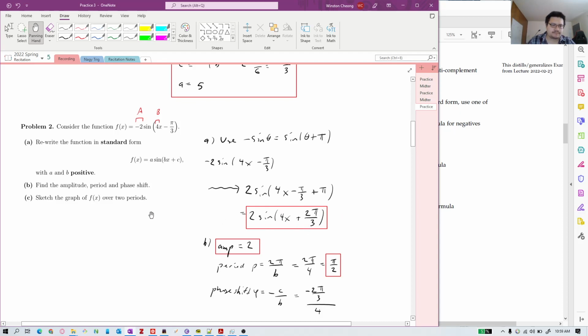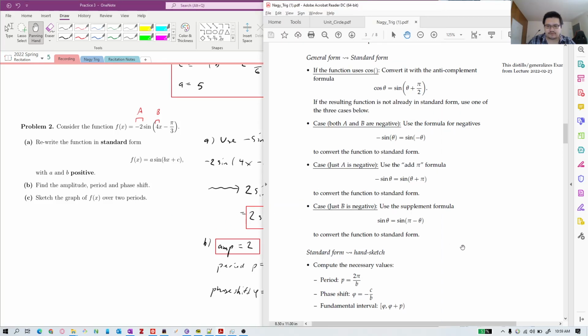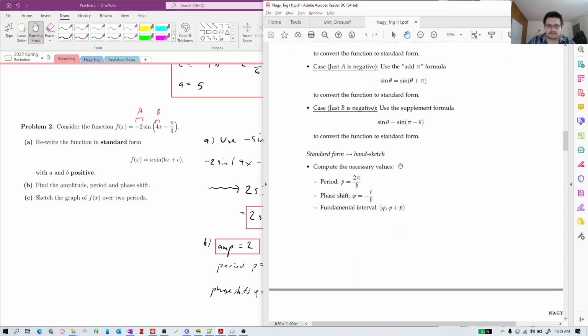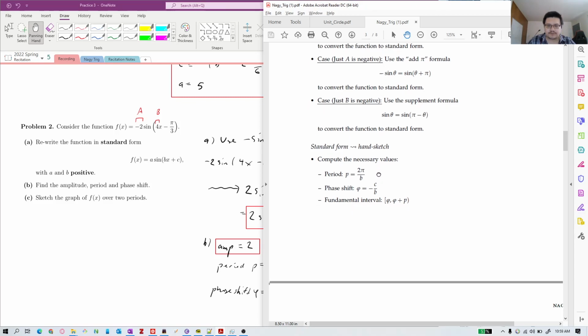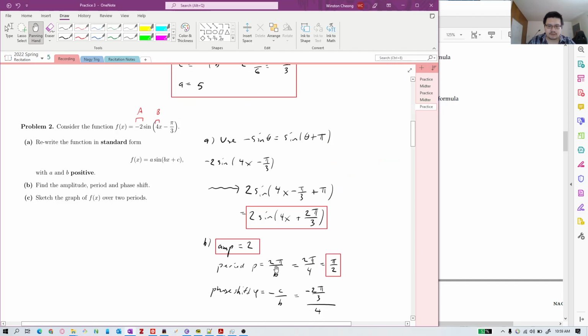For part B, find the amplitude, period, and phase shift. Well, amplitude we can just read off, that's the A, the value in front. Period and phase shift, we need the formulas. So let's look down here a little bit. Period is given by P equals 2 pi over B, which I've written there. B is this value 4, little b.